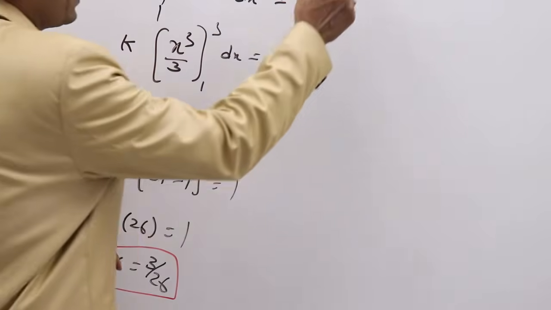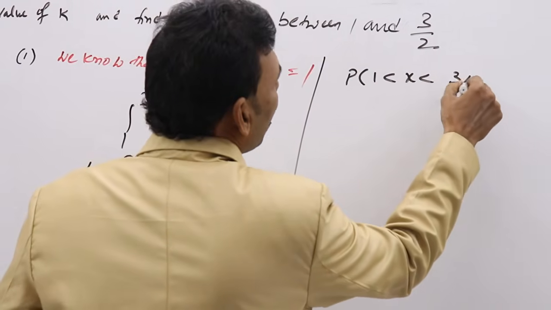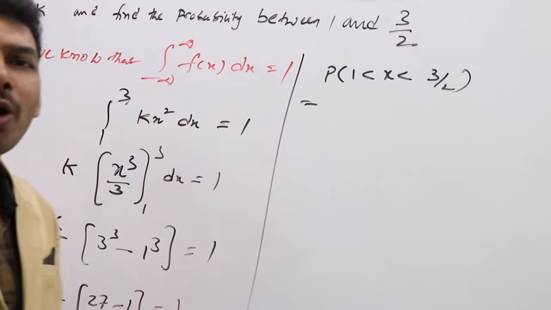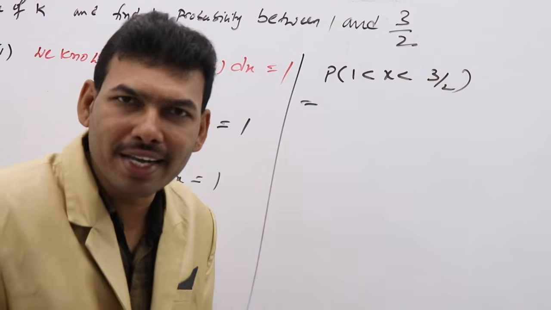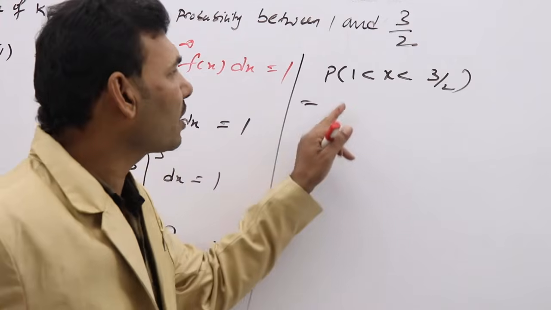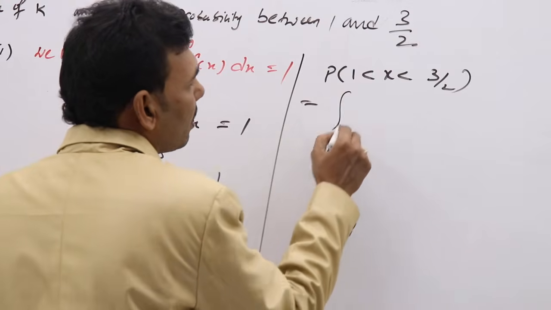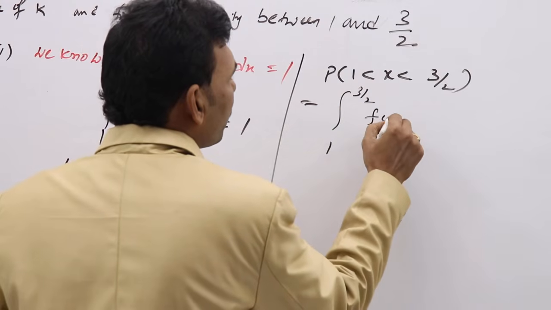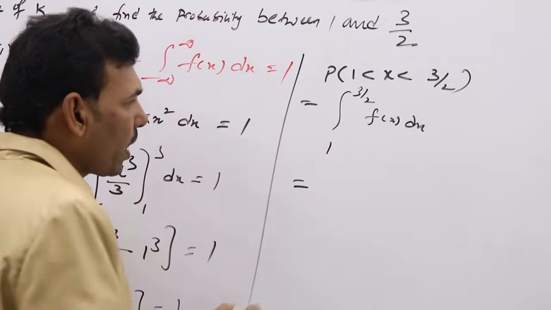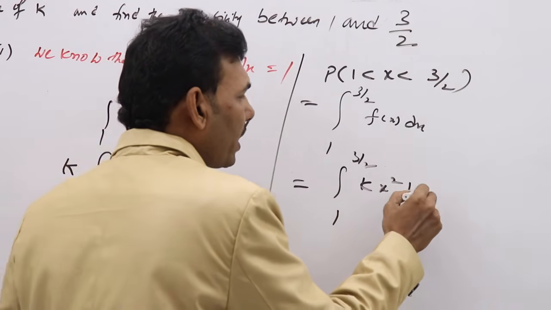Coming to the next one, the probability between 1 and 3 by 2. So to find the probability between 1 and 3 by 2 whenever a density function is given, what will we do? We will integrate the function between 1 and 3 by 2. That means like this, integral 1 to 3 by 2, small f of x dx. What is f of x? Kx square. Integral 1 to 3 by 2, kx square dx.